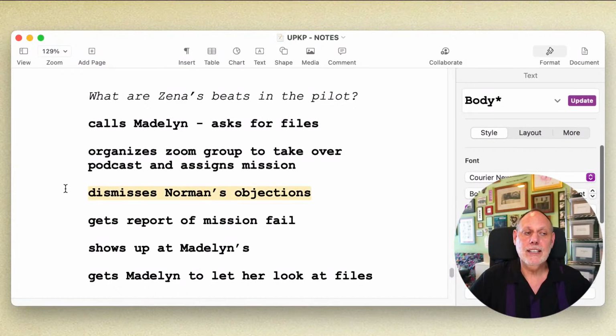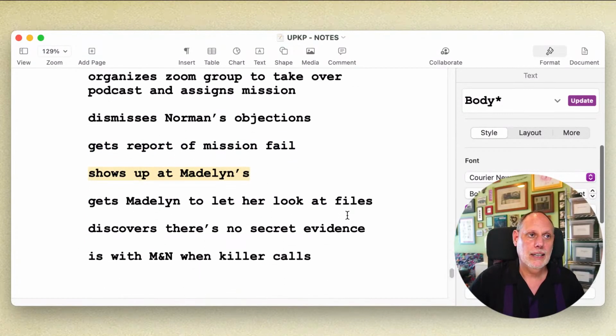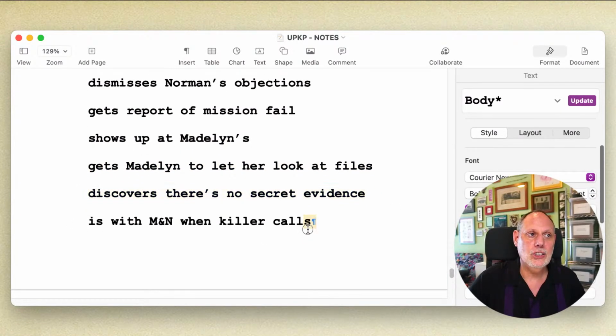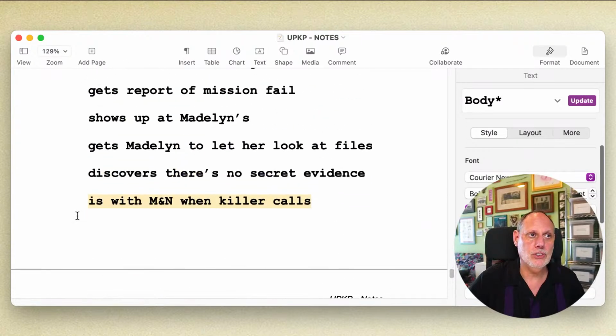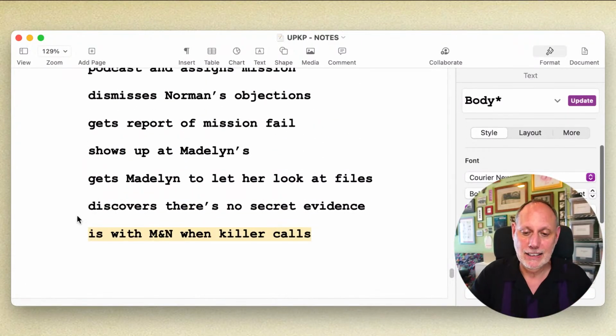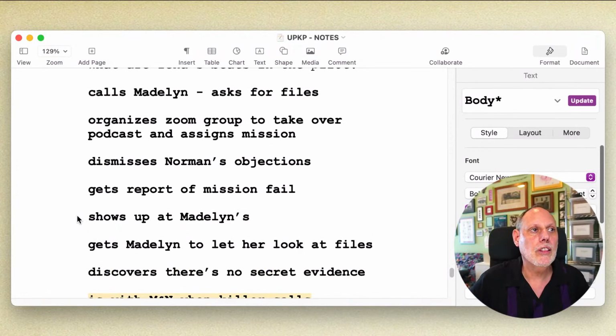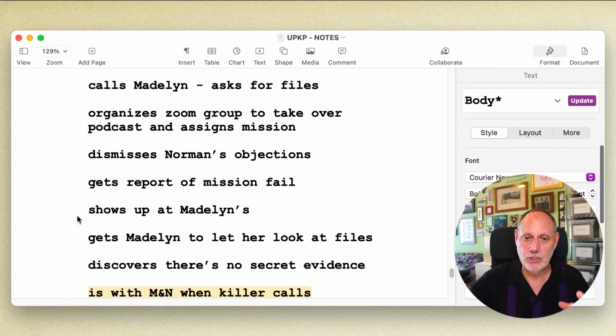Then we see her privately dismissing Norman's objections. And then she gets the report that Norman has messed up this mission. And so she goes to Madeline's. She gets Madeline to look at the files. She discovers there's no secret evidence. And then she's with them when the killer calls and finds herself bound to them by the fact that they're all now possible victims. So those are the moments we have with Zena.